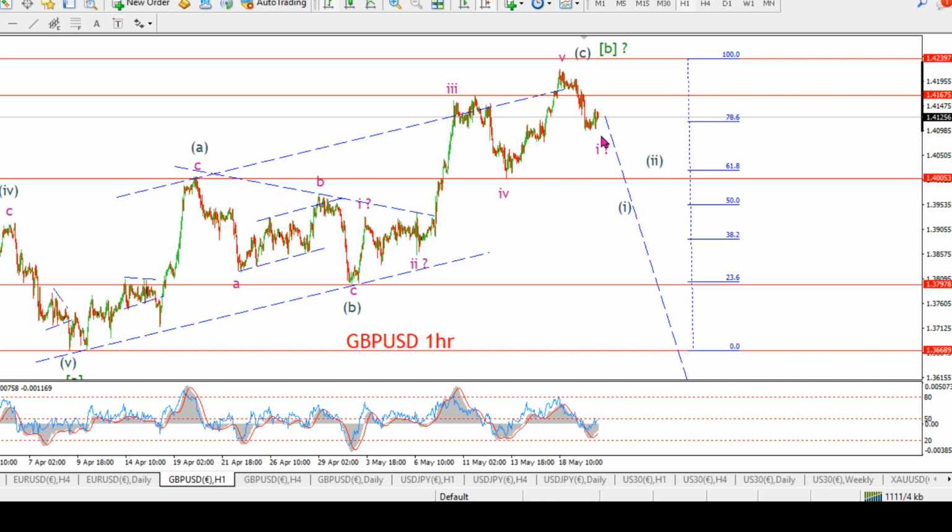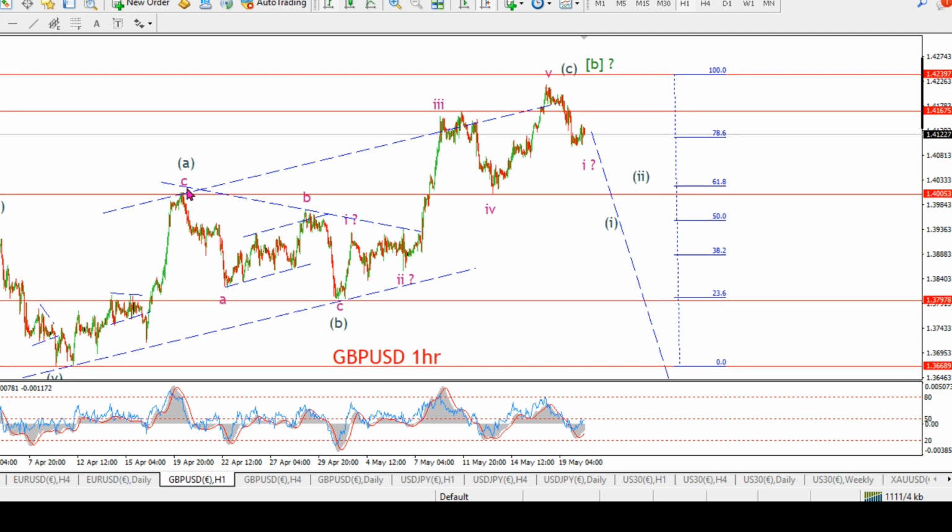But we need some follow through. Need to push down at least below this kind of pivot level here. It's a pivot high for wave A, and it's a pivot low for wave 4. So that seems to be some sort of concentration of stops, maybe there's a concentration of activity around that level. I don't know, but it is interesting to see that almost to the pip it acted as resistance and as support. So we'll see how that goes.